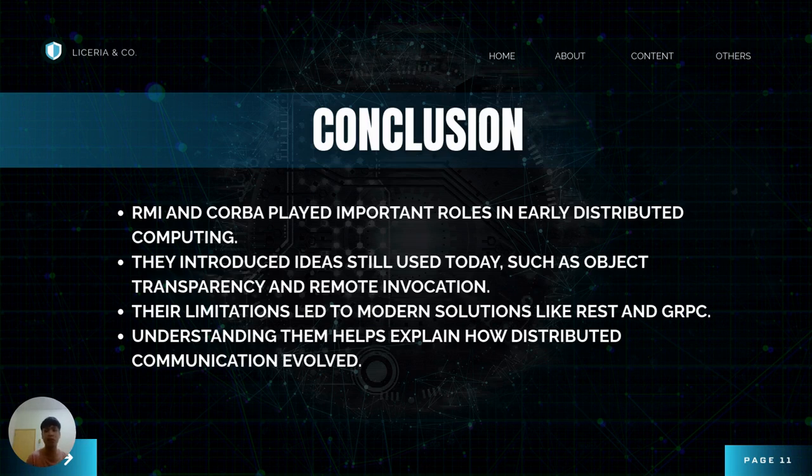So in the conclusion, RMI and CORBA play an important role in the evolution of distributed systems. They introduced ideas like remote invocation and object transparency that we still rely on today, even though modern solutions like REST and gRPC have replaced them. Understanding RMI and CORBA helps us appreciate how distributed communication has improved over time.